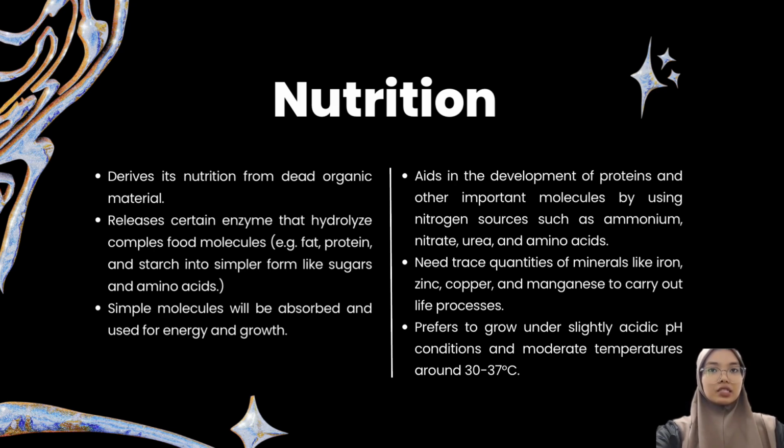Additionally, Aspergillus niger also aids in the development of proteins and other important molecules by using nitrogen sources such as ammonium, nitrogen, urea, and amino acids. Trace quantities of minerals like iron, zinc, copper, and manganese are also crucial for Aspergillus niger to carry out life processes. To grow, it prefers slightly acidic pH conditions and moderate temperatures around 30 to 37 degrees Celsius.